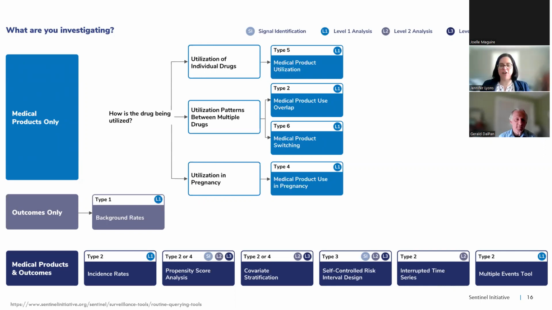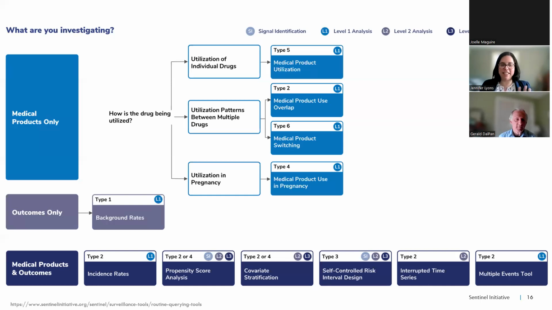So first, we have the tool options when you are interested in investigating a medical product only. You can identify how the drug's utilized, and within that subcategory, identify the appropriate tool for your investigation. So are you interested in utilization only? Or what about overlap or switching between more than one product? Are you interested in characterizing utilization within a pregnant cohort? And we have one option for outcomes only to describe background rates, and then several more for medical products and outcomes, which allow you to calculate incidence rates and also control for confounding using propensity scores.